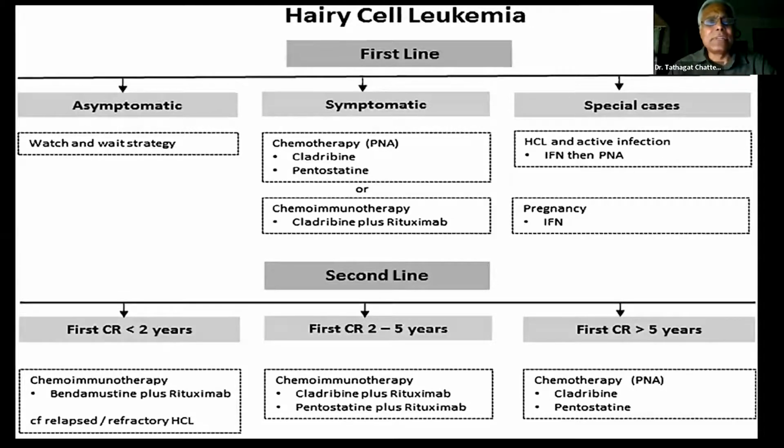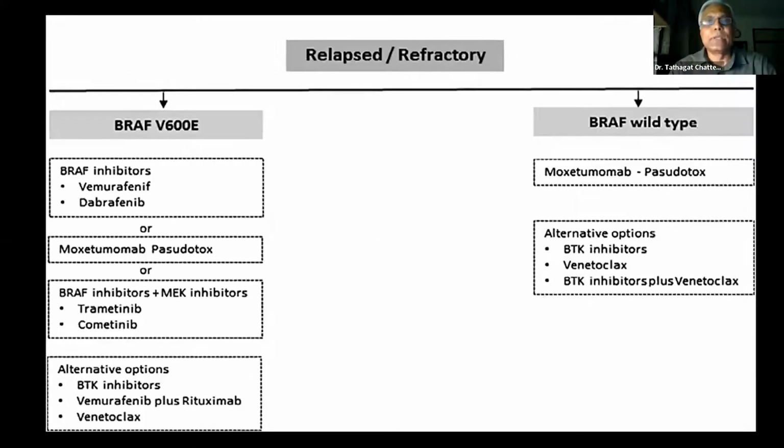The first line treatment of hairy cell leukemia for asymptomatic, watch and wait. No one waits these days. For symptomatic patients, we do chemotherapy in the form of cladribine and pentostatin. First CR less than 2 years, we can put bendamustine plus rituximab. First CR 2 to 5 years, we can put cladribine plus rituximab or pentostatin plus rituximab. First CR more than 5 years, cladribine and pentostatin continues. Of course, in pregnancy, you use interferon.